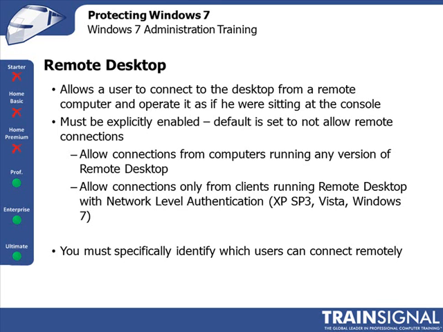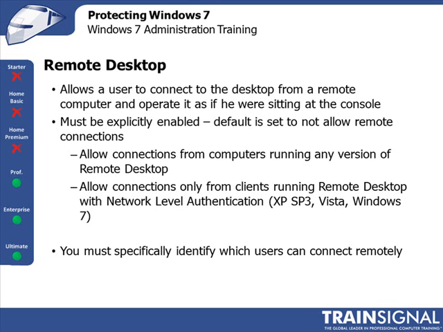There are a couple of different options for allowing remote desktop to work. You can allow connections from computers running any version of remote desktop. So basically, if you have a Windows 98 machine or a Windows 2000 machine and it has the remote desktop tool installed, you'll be able to connect to a Windows 7 machine using that tool.